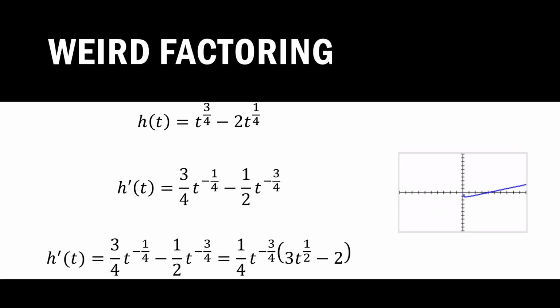This is some fancy factoring. It is my opinion of the easiest way to get to my next steps. So I'm factoring out my least common denominator as a 1/4. And I'm also factoring out t raised to whatever the smaller exponent is. And my smaller exponent is -3/4.